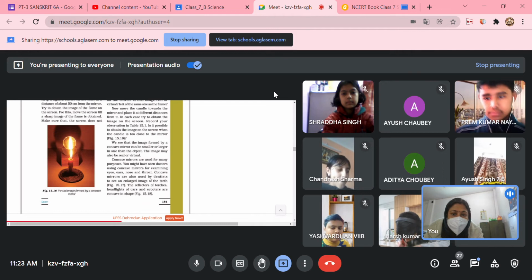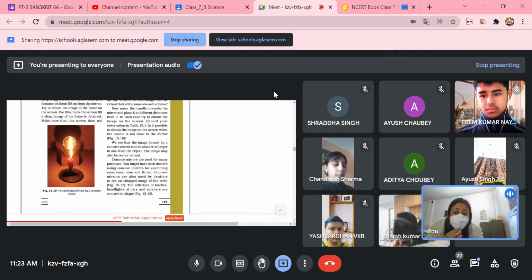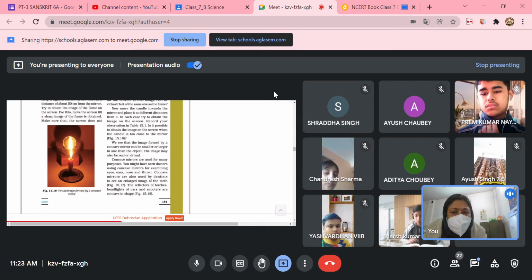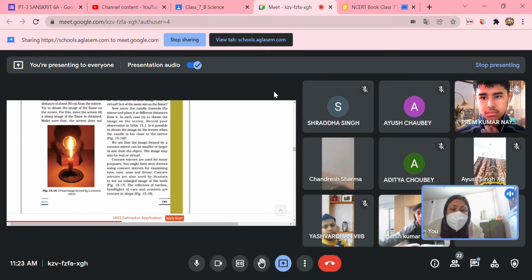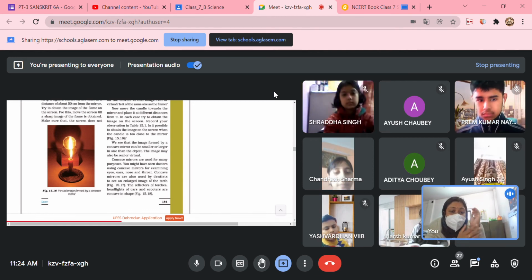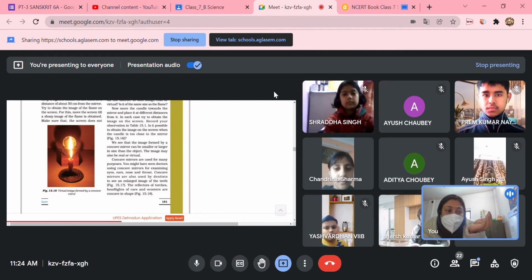It may be used by doctors for examining the eyes and ears. Why do we take a concave mirror for examining eyes, ears, nose and throat, and also the teeth? Ma'am, so that the doctor can see these things clearly. Clearly, why? Why are we able to see a clear image? It will be magnified, virtual. Magnified image, because we are taking the concave mirror very near to the teeth.